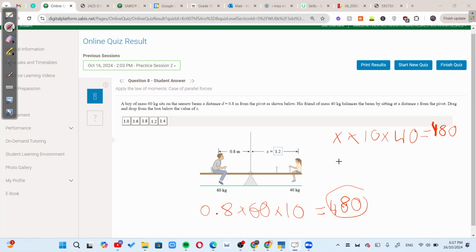So once you do this, you're going to get your x to be 1.2. And that is it. This question is way easier when you solve it like this.